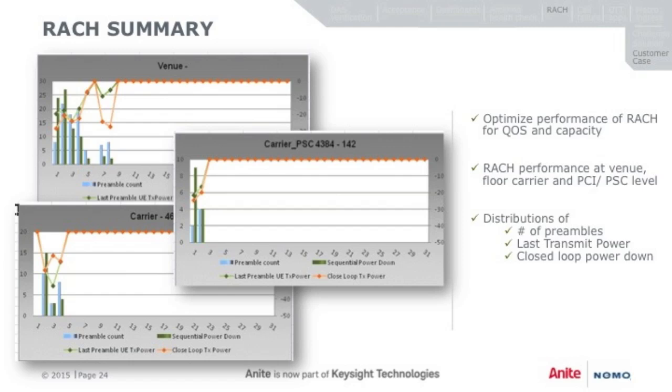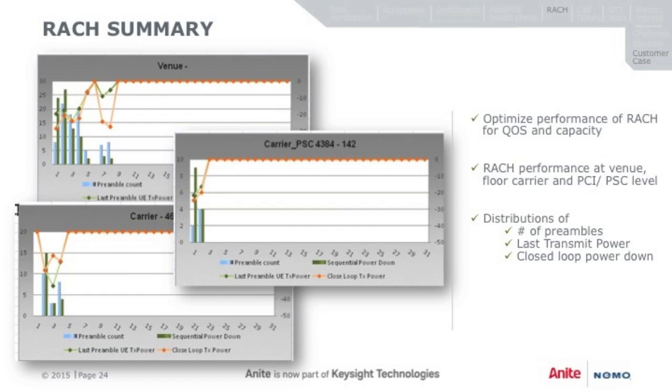The RAT summary is another report that we generate through Synergy. So this report is mainly to understand what is your random access channel performance in your network, mainly to analyze your quality of service and capacity. So this is where if you have a couple thousand users trying to access the network, you want to make sure that there is no congestion-related issues. So we'll show you a couple of pieces of information such as the number of preambles, what is the last transmit power, and if it's LTE RAT, at this point we can show you all the messages.